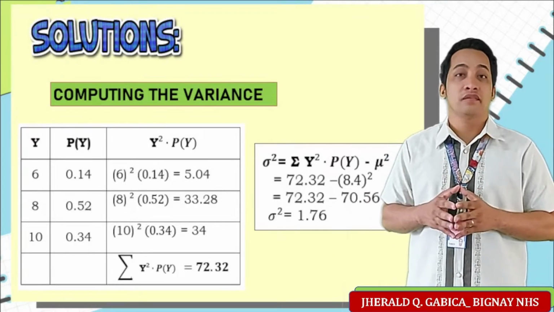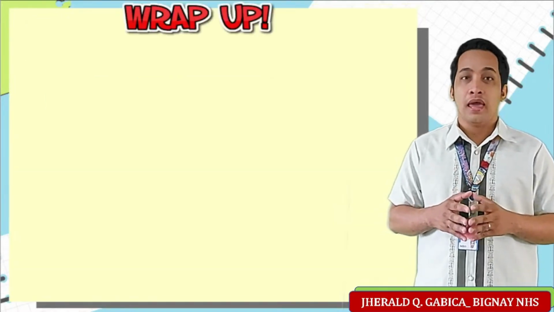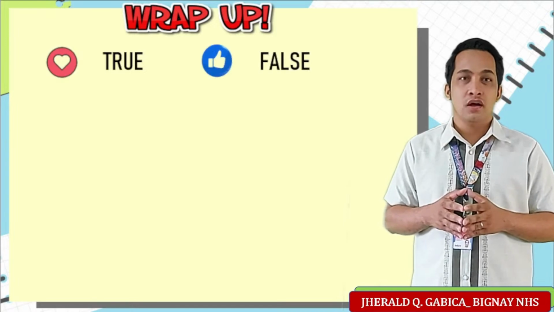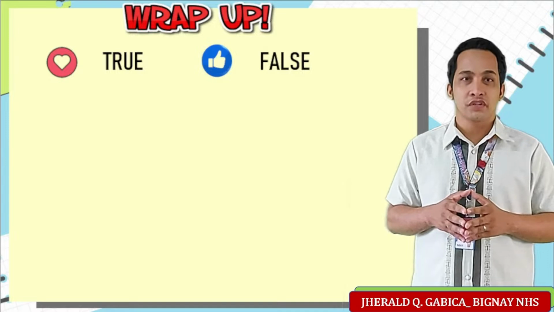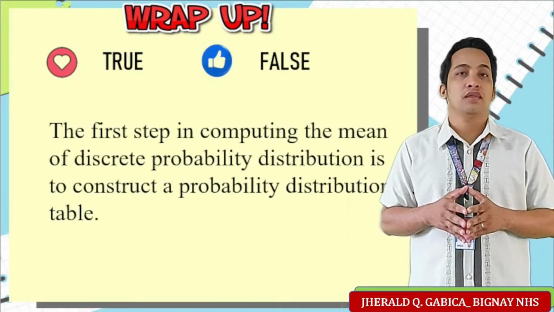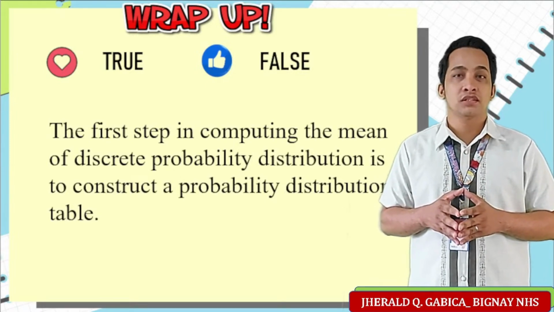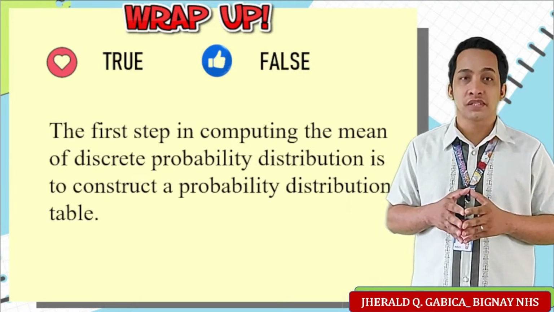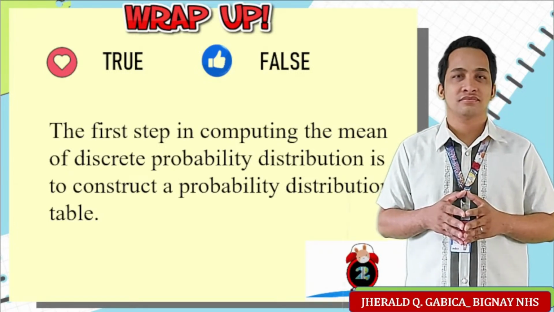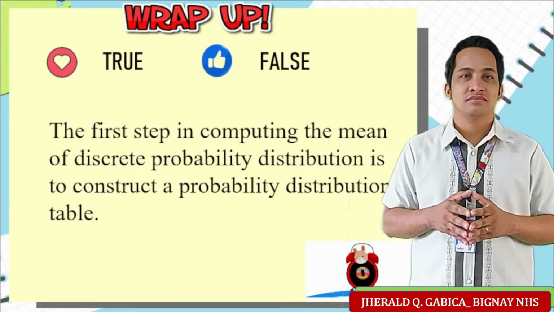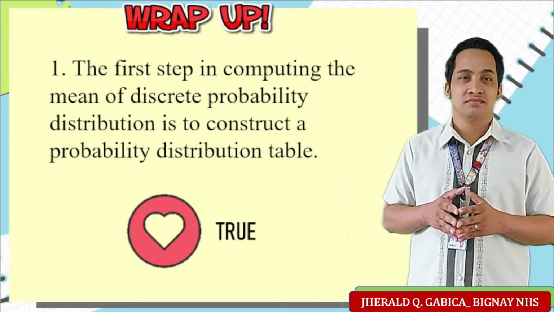Well done, grade 11 students. To wrap up the lesson we have today, you just need to comment a heart icon if the statement is true, and like icon if it is false. You have 5 seconds to react. Ready? Here's the first one. The first step in computing the mean of discrete probability distribution is to construct a probability distribution table. 5 seconds. Go. 5, 4, 3, 2, 1. Time's up. The correct icon is heart.